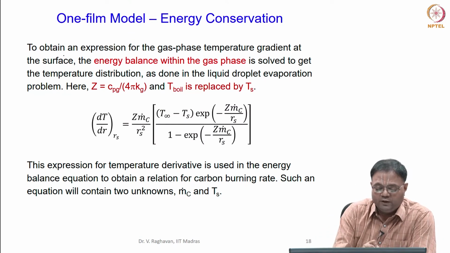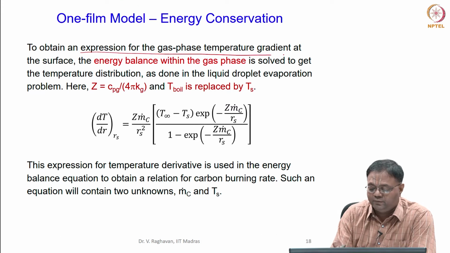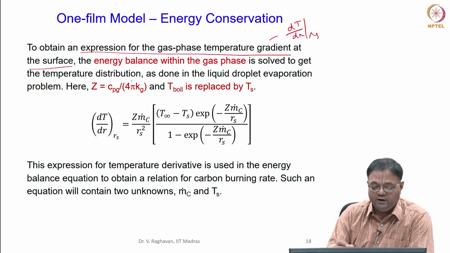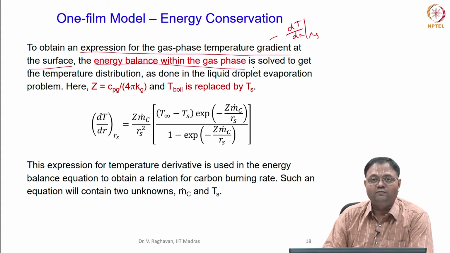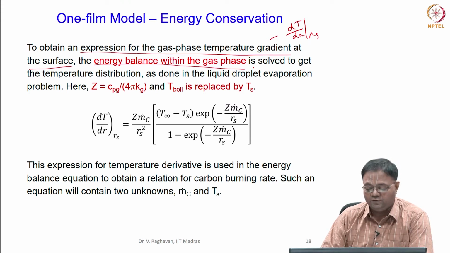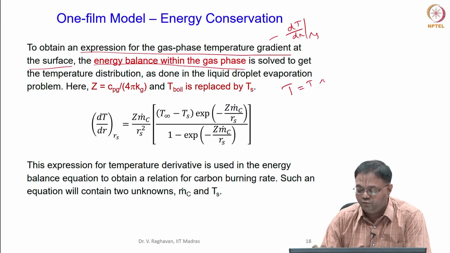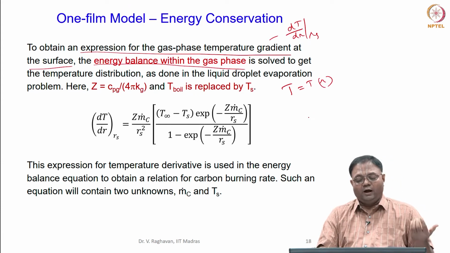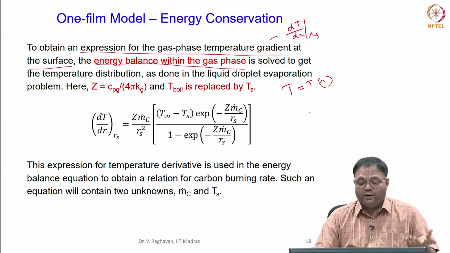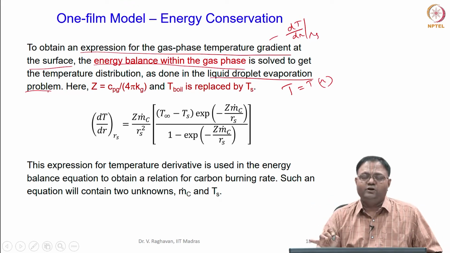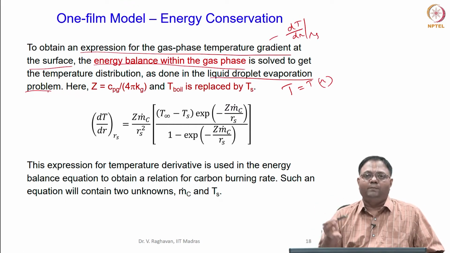Okay. So, to obtain the expression for the gas phase temperature gradient at the surface, that is dT by dr at Rs, we need to consider the energy balance within the gas phase. It is a simple one, second order equation which is solved, and by using appropriate boundary conditions we will get T as a function of R, and now we can differentiate this and put R equal to Rs. Okay, we have already done it, and whatever we have done for the droplet evaporation problem, same conservation equation and same solution is applicable here.